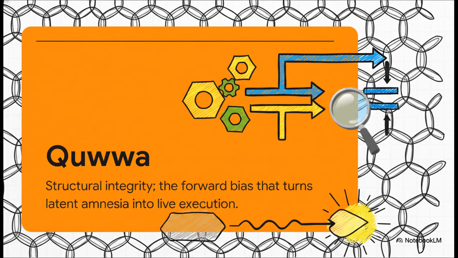Notice that it says strength, or kuwa. We're not talking about physical force here. We're talking about structural integrity. The source defines this as the 231 noun network. It's like chainmail, holding all the rings perfectly measured, so the system doesn't fail under pressure. It's the forward bias that officially flips the switch, turning your latent amnesia into live execution.